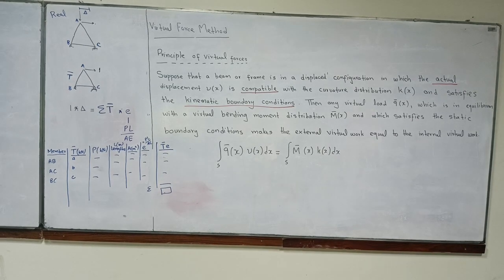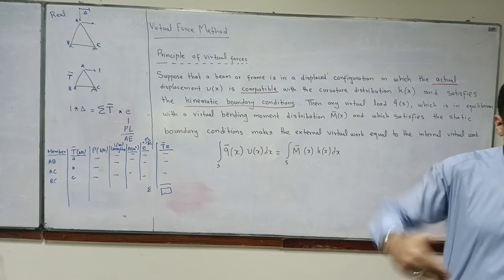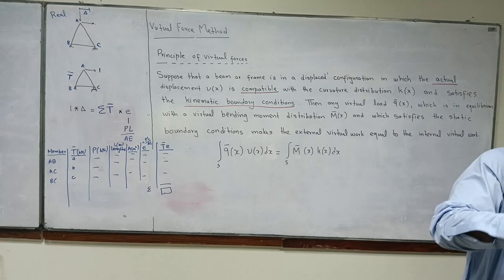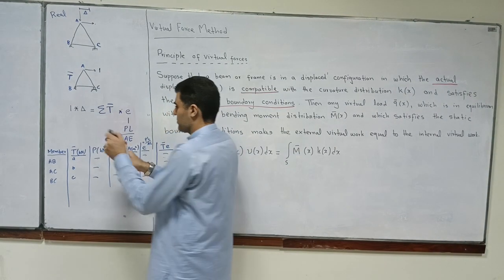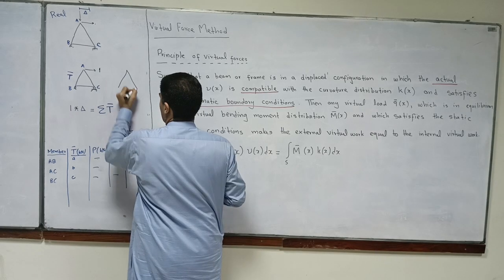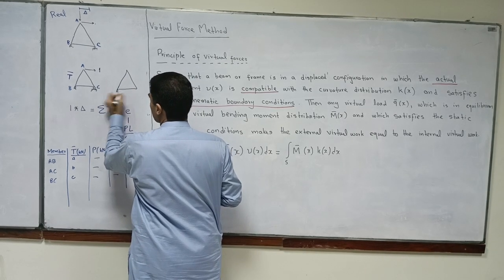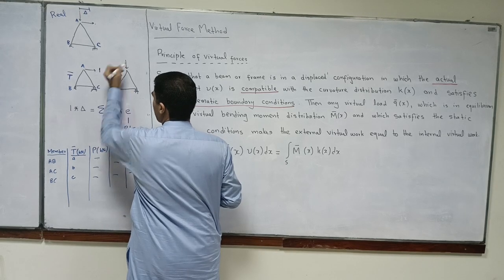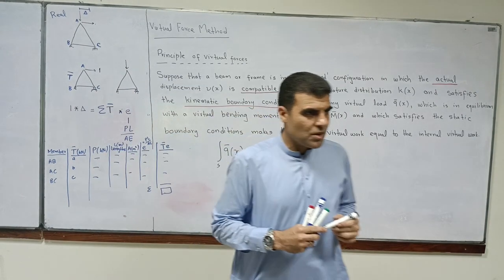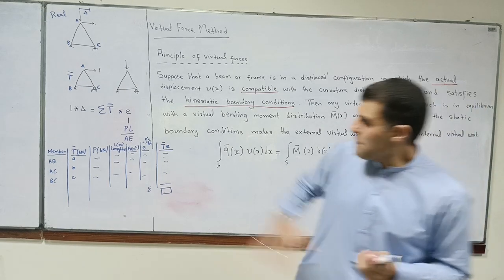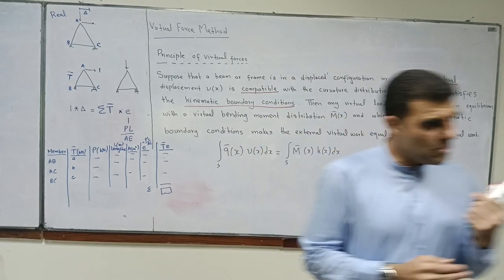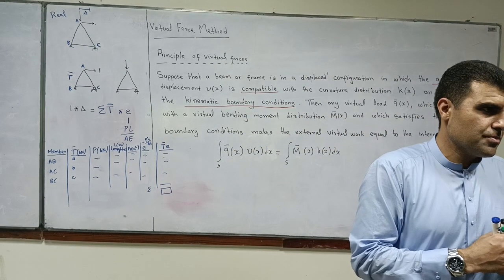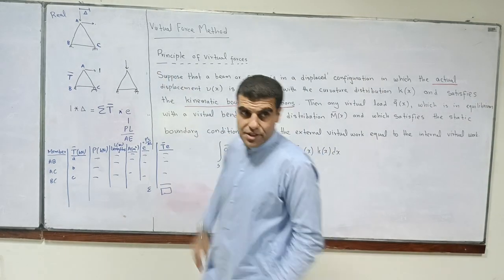Why are we taking only one load in one direction? You might be asked in the question to find out a vertical deflection also. For that you have to do another virtual system, which will have a triangle, and the load might be applied in this direction. You can do the same exercise for this one and find the vertical deflection. So you will know the horizontal and the vertical deflection.